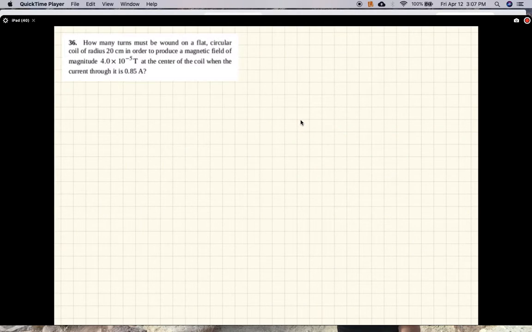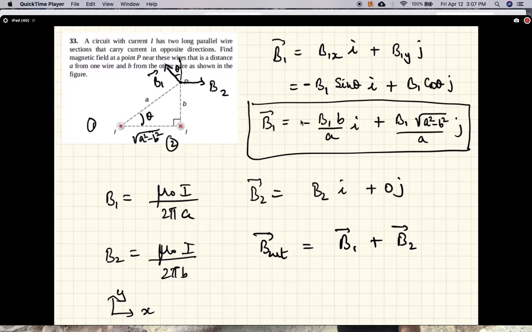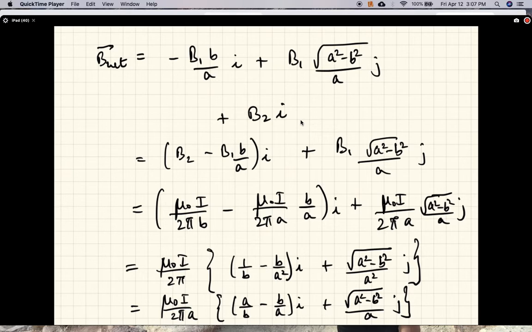Is that what the problem was asking? Find the magnetic field at point P. That was what was asked, and there's the magnetic field. Okay, that covers that problem. So let's end this.